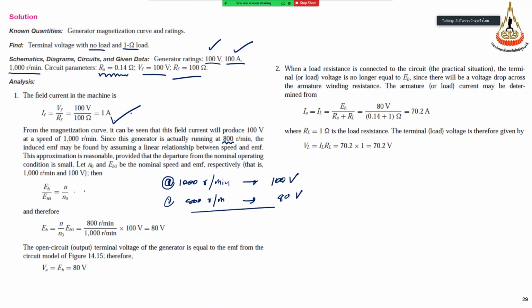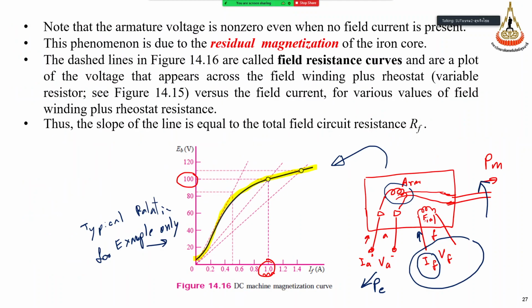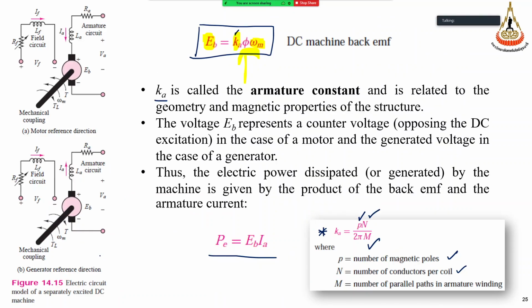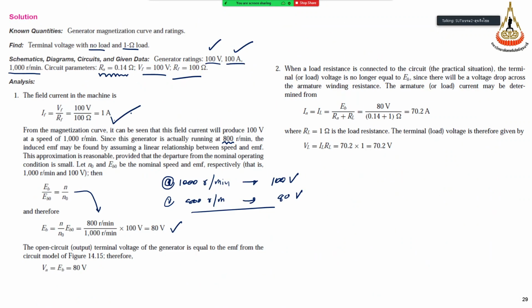You can use this formula as well. This should be 80 volt. We can see from this relation that if the flux density is constant, the speed and the voltage have a linear relation to each other. If the speed is increased, the voltage is increased. So we can use the linear relation to assume the back EMF voltage.